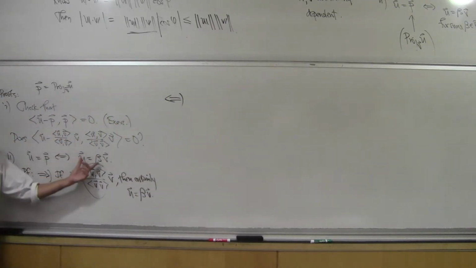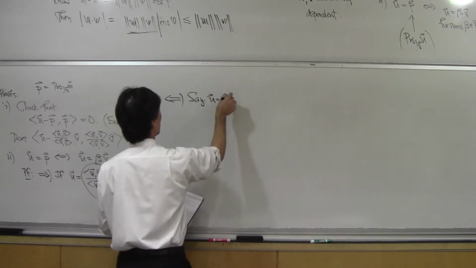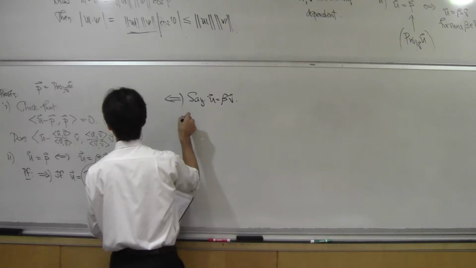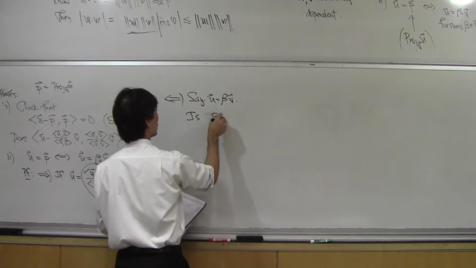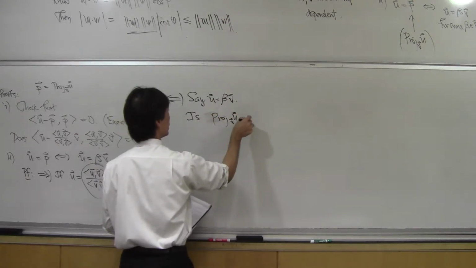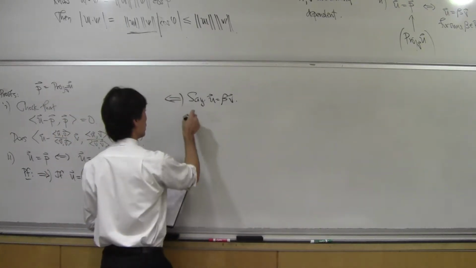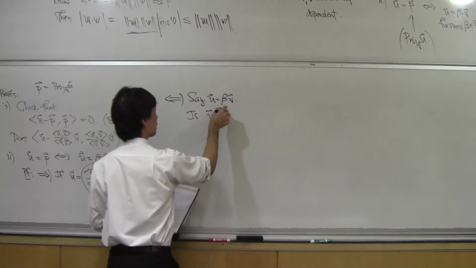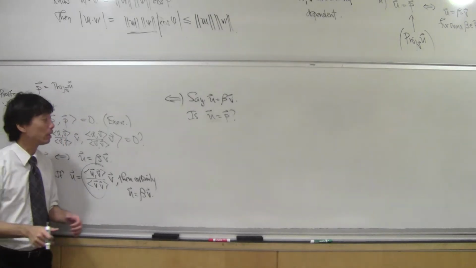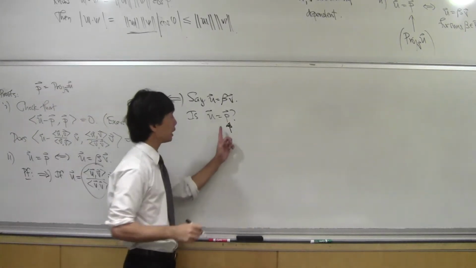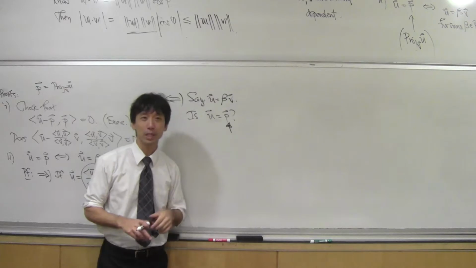Going backwards, let's say that U is a multiple of V. Is the projection of U on V equal to U? Is U equal to P? Take a minute and see if you can see that. So look at what P is, and see that that actually is U. Take a minute and see if you can write that down.